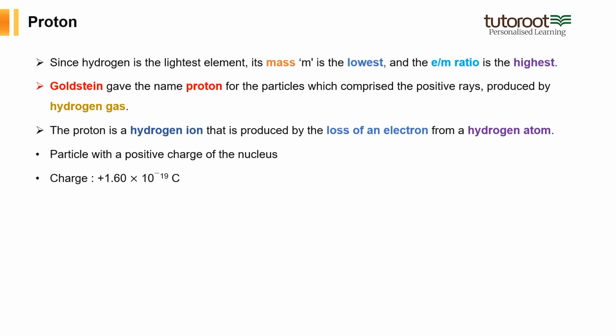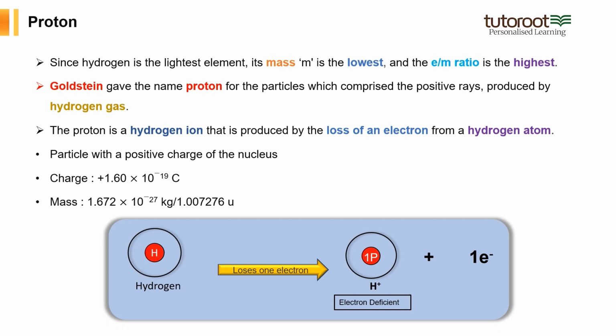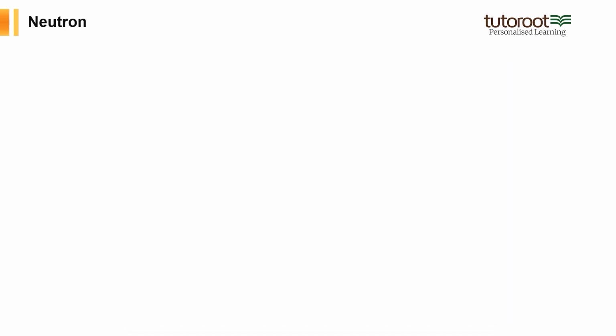The charge here is plus 1.60 × 10^-19 coulomb and the mass would be 1.672 × 10^-27 kilograms, or 1.007276 u. We have the chemical equation given for it. You can observe it on the screen. Now let's quickly jump to the next one, that would be, yes, the neutron.